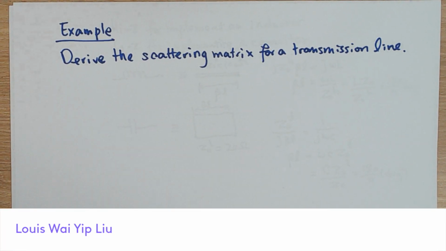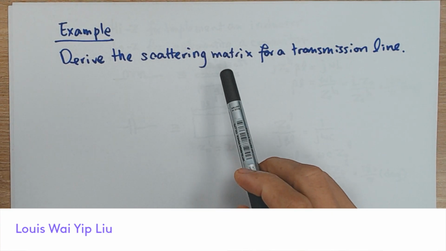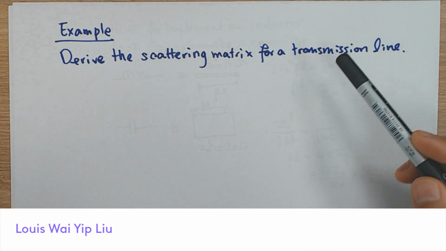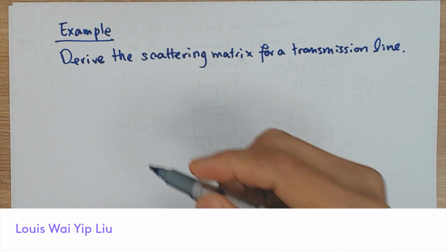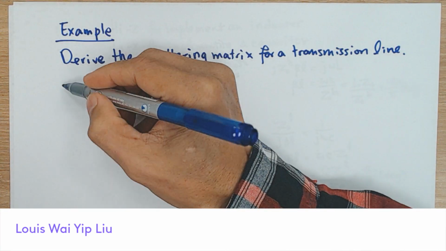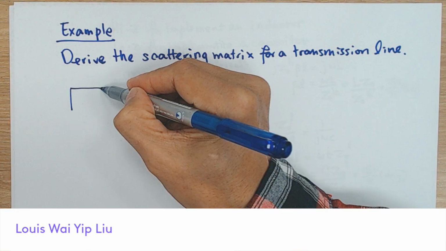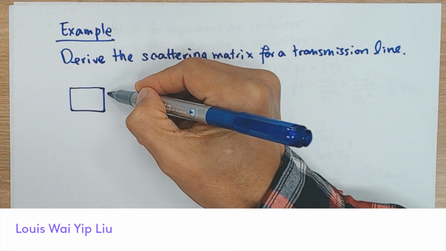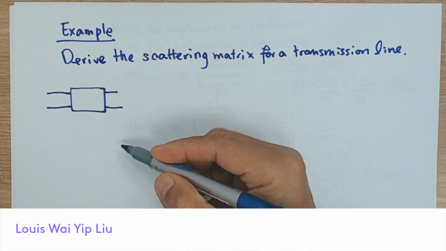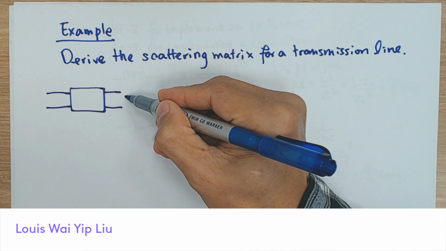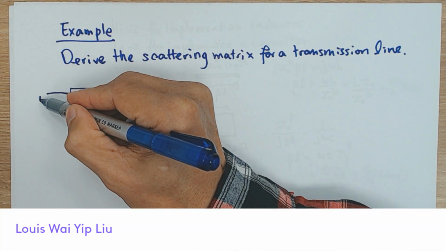In this video, we are going to derive the S parameters for a transmission line. So suppose you have a transmission line, the ideal transmission line, and the transmission line looks like this, and yes, the input and output ports. So the output port is port 2, the input port is port 1.